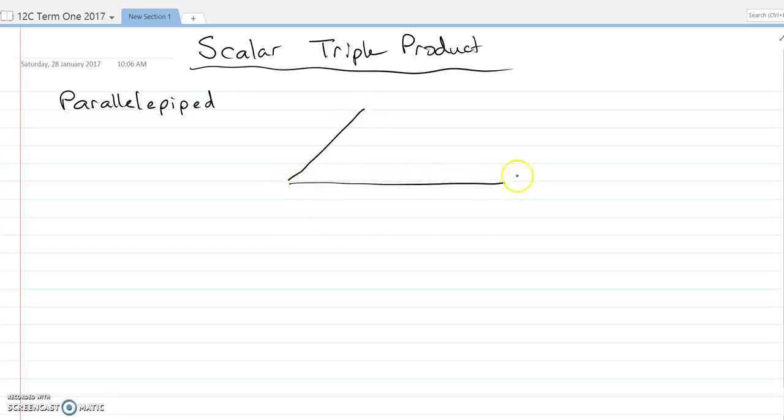What I'm going to do here is draw a sheet of paper, and I'm going to put two vectors flat on the sheet of paper. Okay, so here's one vector, and here is another vector. Let me call these B and C. Okay, so these are flat on the sheet of paper. We have a third vector that is coming out of the sheet of paper. Okay, let's call that vector A.